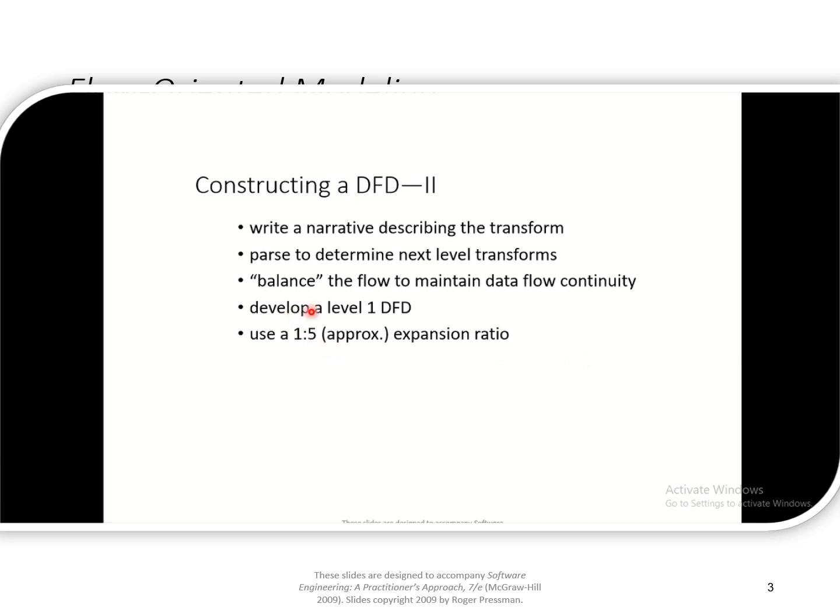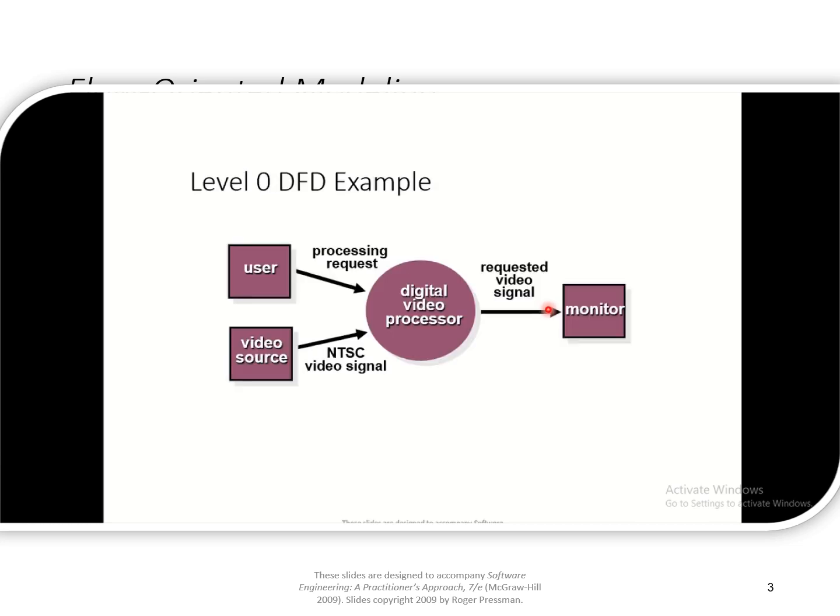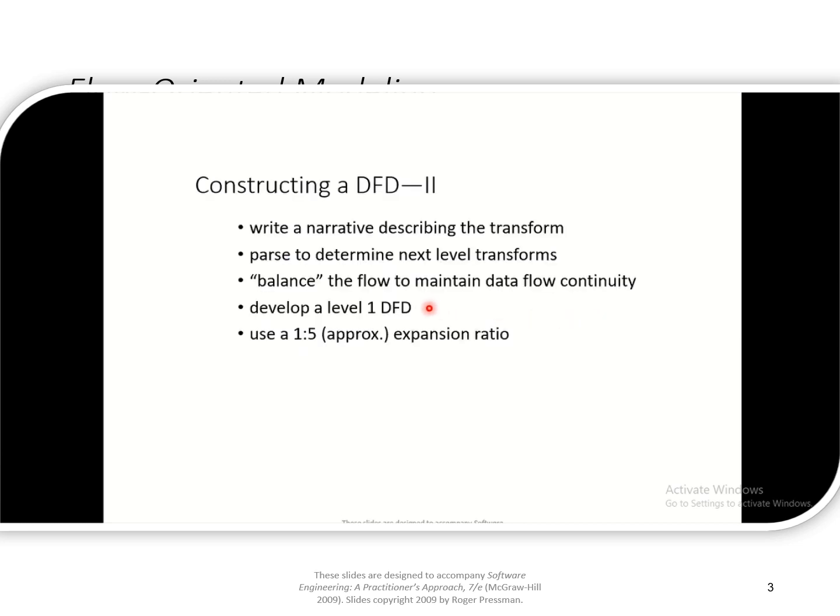The third point is claiming that you need to balance the flow to maintain the data flow continuity. Now it is very important that you make sure that your inputs and outputs are always preserved. In the subsequent levels as well, you need to maintain that your inputs and outputs do not suffer from change. They are always preserved. This is the rule of data flow continuity, that moving to subsequent levels will not change your input and output values.